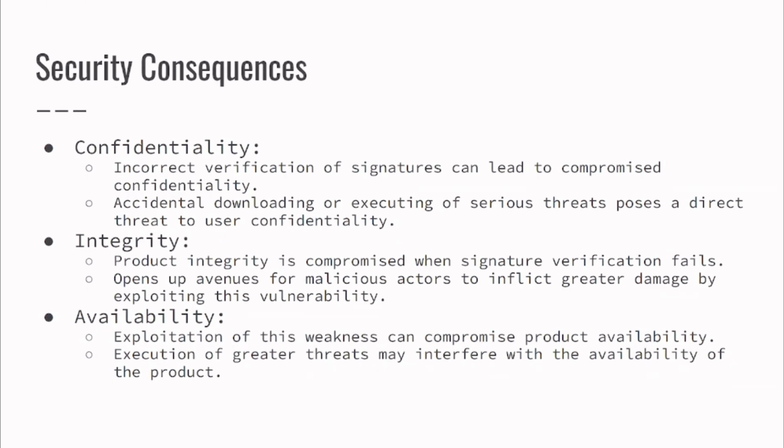As for the security consequences, confidentiality can be easily compromised as the system does not correctly verify signatures, which means that accidentally downloading or executing more serious threats could directly harm the user's confidentiality. The integrity of the product is directly compromised as the system no longer functions as it's supposed to, which opens up a possible avenue for malicious actors to do greater damage by exploiting this. And availability is also at risk, as the weakness can again be used to exploit a greater threat that could interfere with the availability of the product.